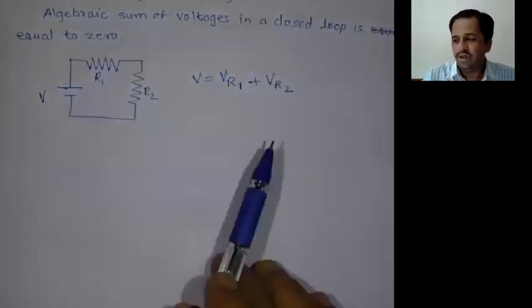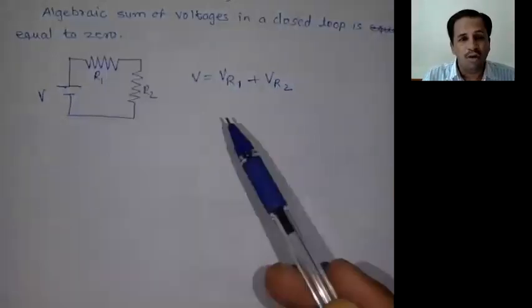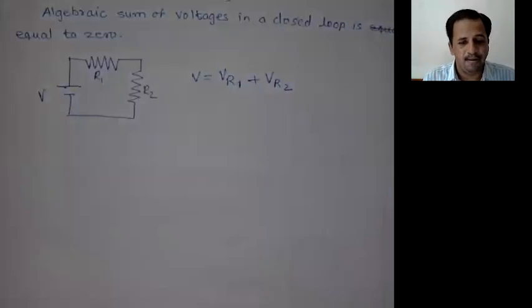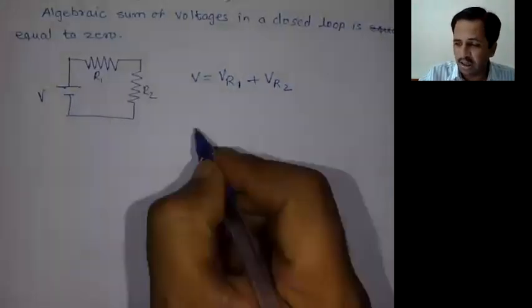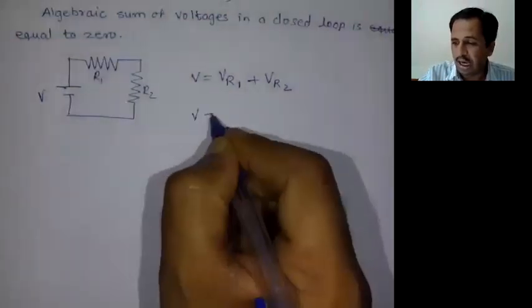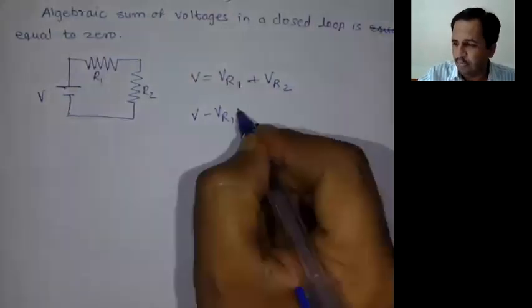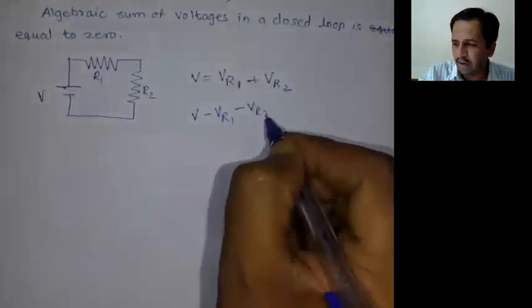Means here by using Kirchhoff voltage law we write this formula. Now again, if you want to write it as an equation, we write V minus VR1, taken on the right side, minus VR2 equal to 0.